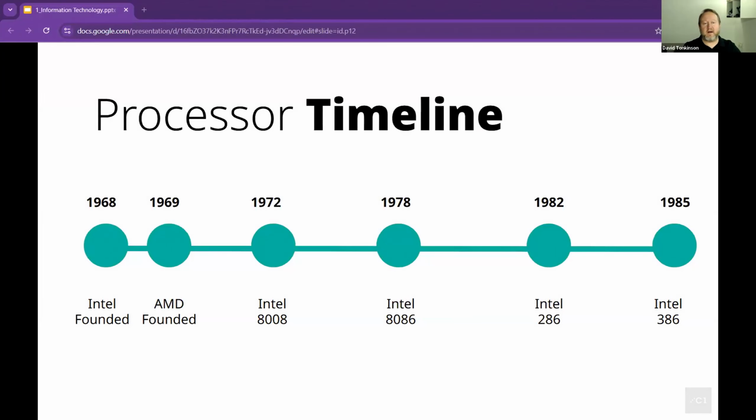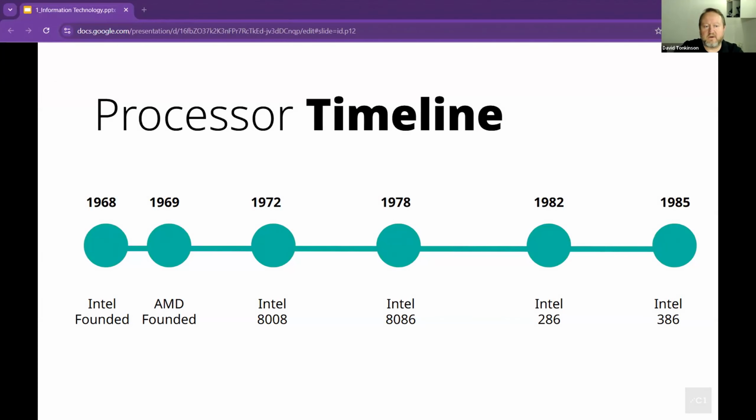Okay, and then just to back that up, we can talk about the processor timeline. Now you see a lot of this stuff ties together. So Intel was founded in 1968. Intel is an American multinational semiconductor company, which allowed us to create the first CPU, the first central processing unit. 1969, AMD was founded. AMD essentially produced a different set of chips from Intel.